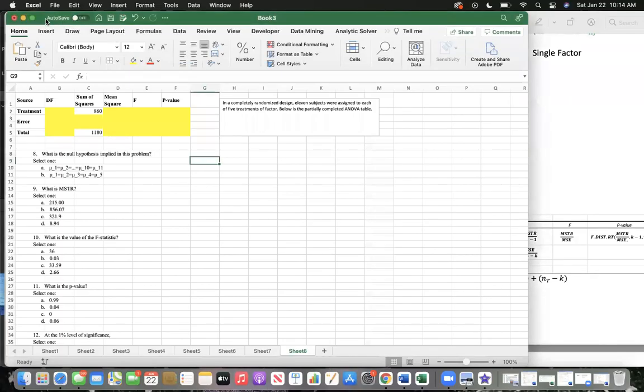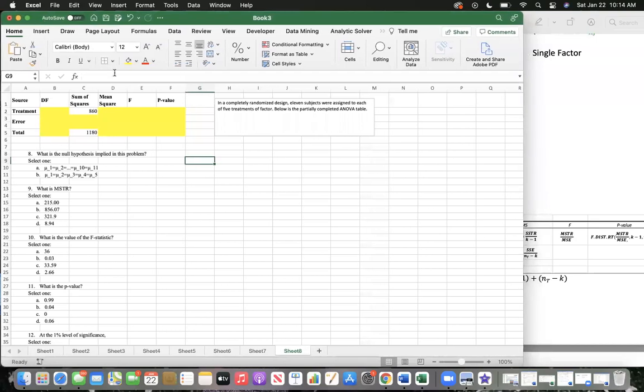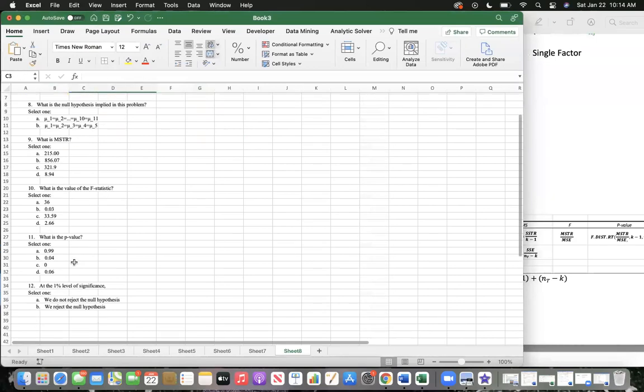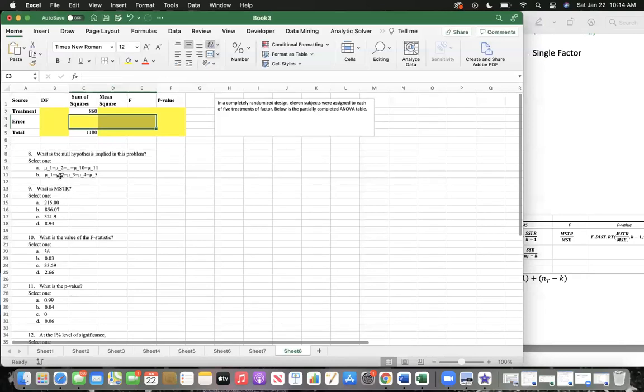All right, so for these next set of questions, this is what we're given. In a completely randomized design, 11 subjects were assigned to each of the 5 treatments of factor. Below is a partially completed ANOVA table. So what we need to do is figure out what kind of ANOVA this is: single factor, 2-factor with replication, or 2-factor without replication. Then we need to fill out these blanks. And then once we do that, we can start looking at the questions and answers.